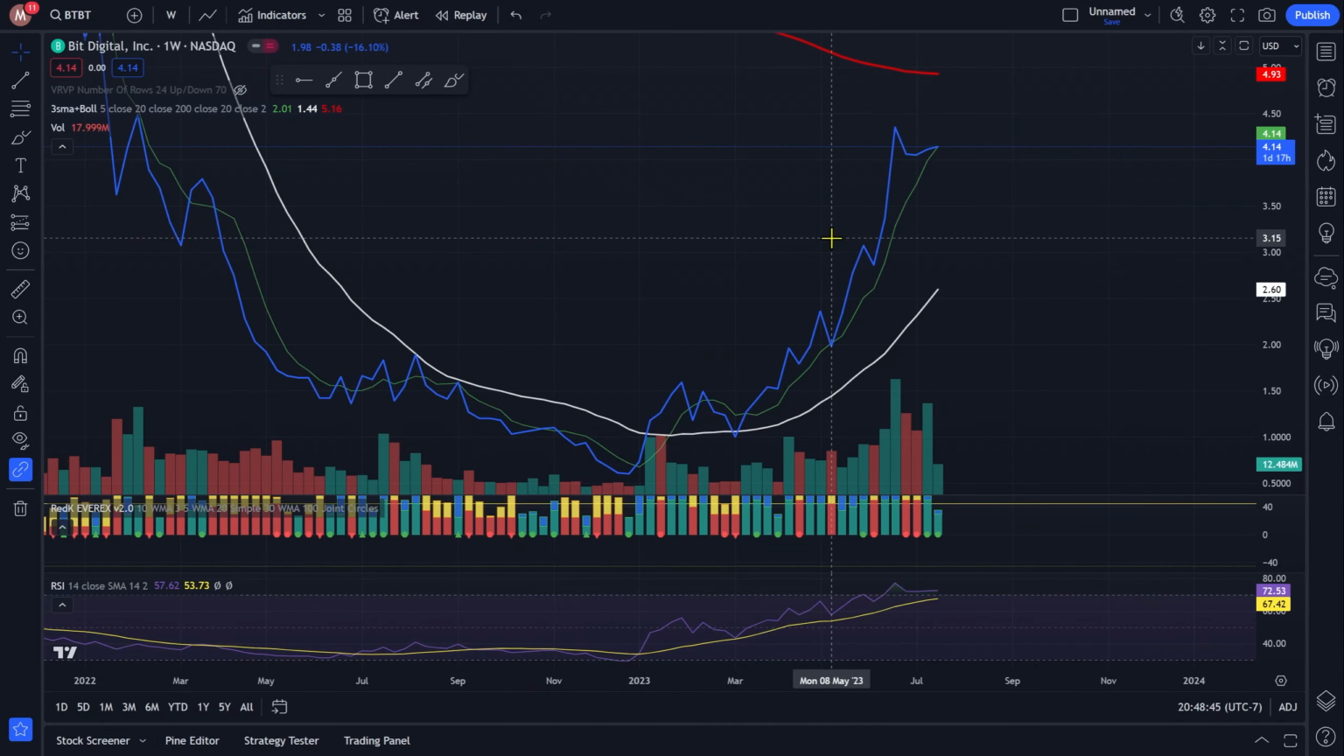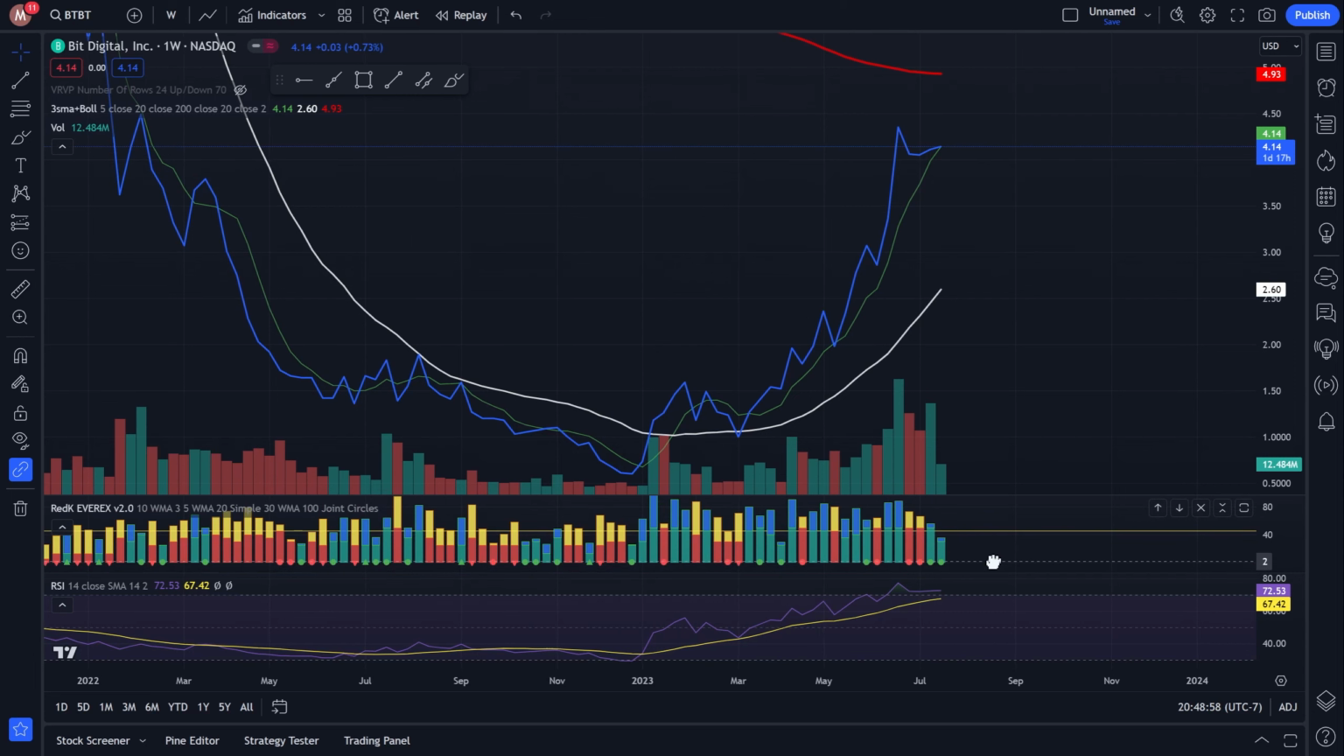Welcome back, traders. Today I would like to look at Bit Digital a little more closely. I noticed some patterns in the chart that I'd like to talk about today. I'd also like to talk about a potential for it to come down and retest some of these lower regions down here on the chart.